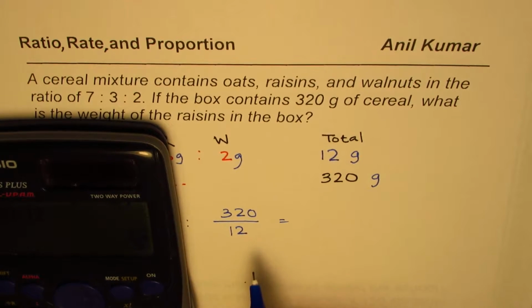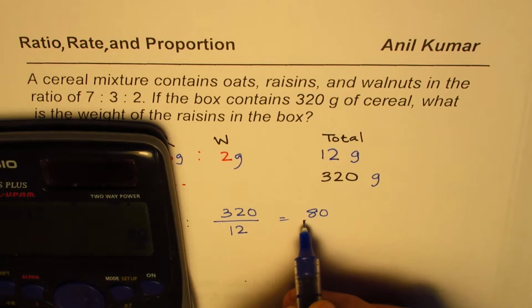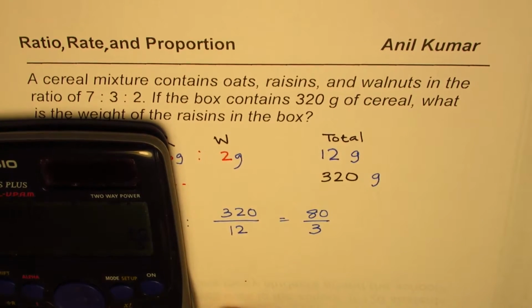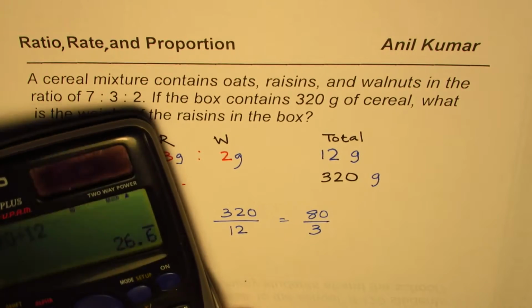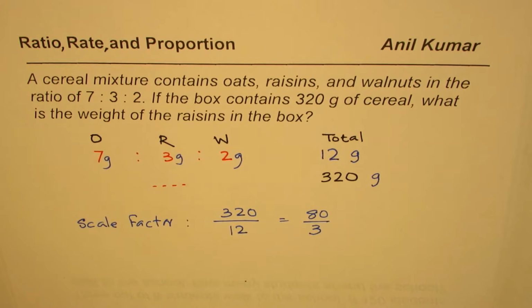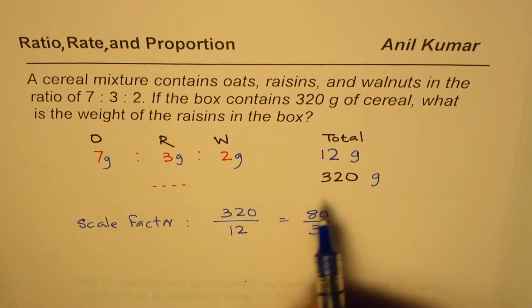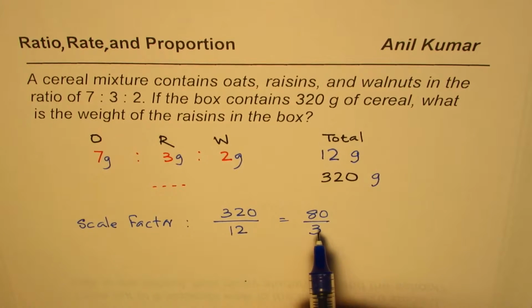So we get this as 80/3. So let me use 80/3 itself, right? I could have used a decimal, but it is recurring, 26.6 recurring, so it's better to use fractions. So the scale factor is 80/3, right? Sometimes you get such a result also.